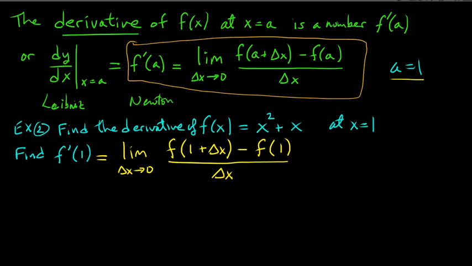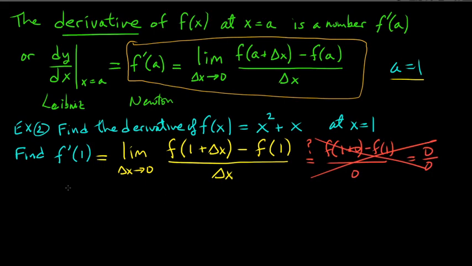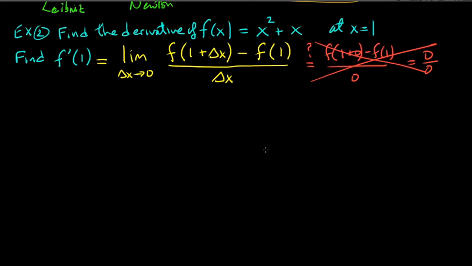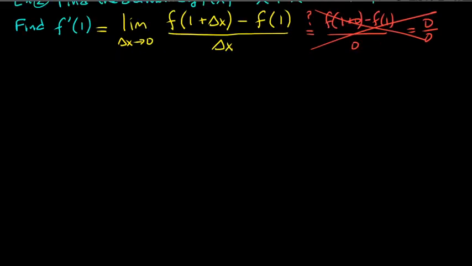So how do we evaluate this limit? Well, again, what we don't do is plug in delta x equals 0, right? If we do that, we get f of 1 plus 0 minus f of 1 divided by 0, which is, again, 0 divided by 0. Okay, so don't do that, right? We can't plug in delta x equals 0 because this whole expression here is not continuous at delta x equals 0. Instead, we just do a little bit of algebra here, right?